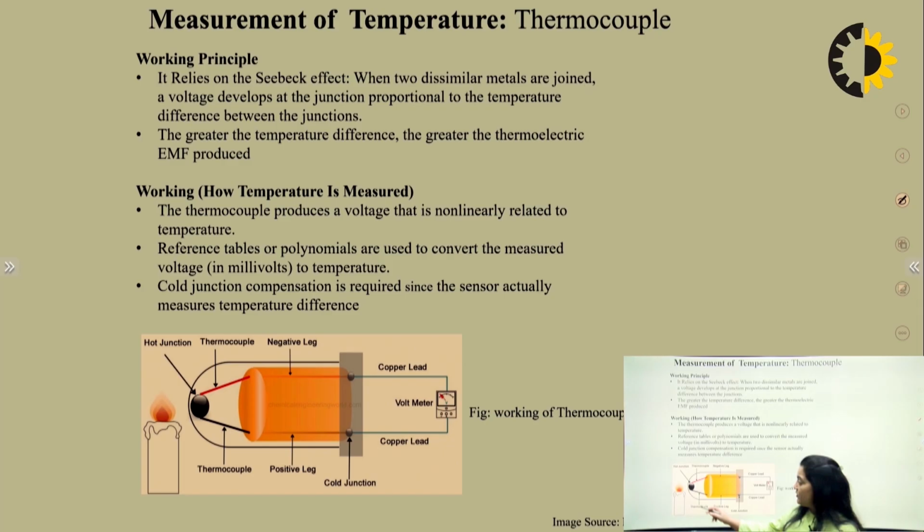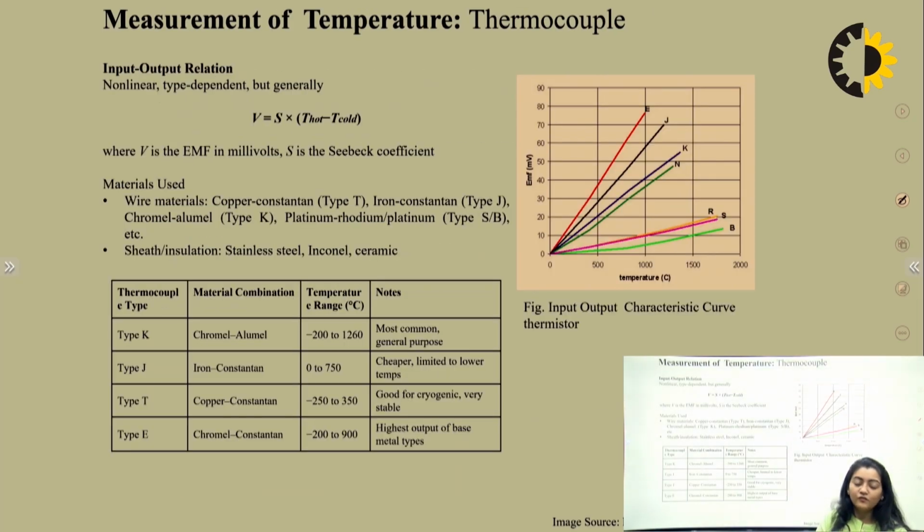Suppose the temperature rises here at the sensing point, and due to the dissimilar metals, one voltage is developed, which is known as Seebeck voltage. It can be measured through the voltmeter. Now, what is the input-output relationship?